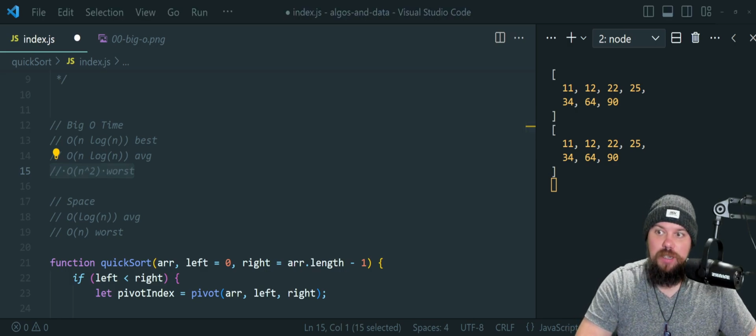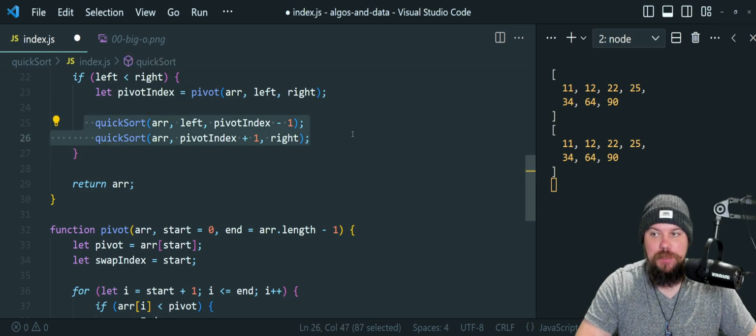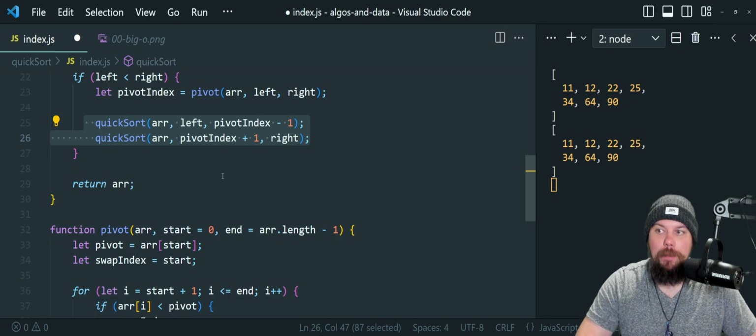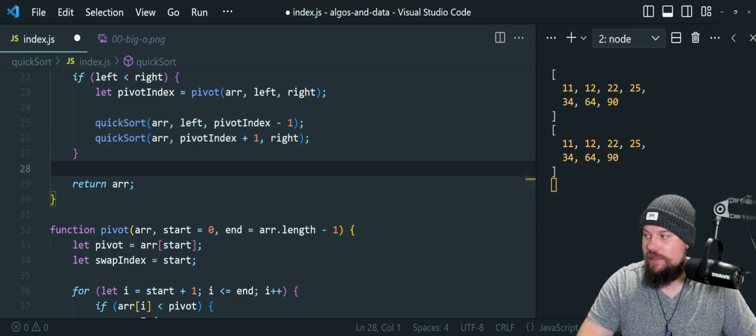And again, recursion can be a Stack Overflow problem for insanely large data sets. If you have to call quicksort recursively too many times, it could break the call stack, right? Stack Overflow, that's where the name comes from. So that could be a problem on insanely large data sets.